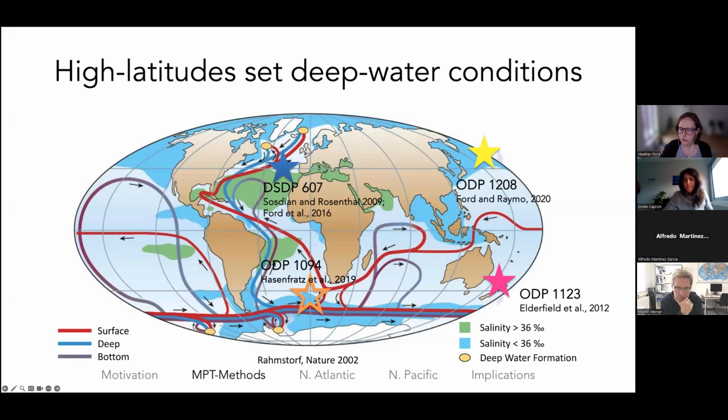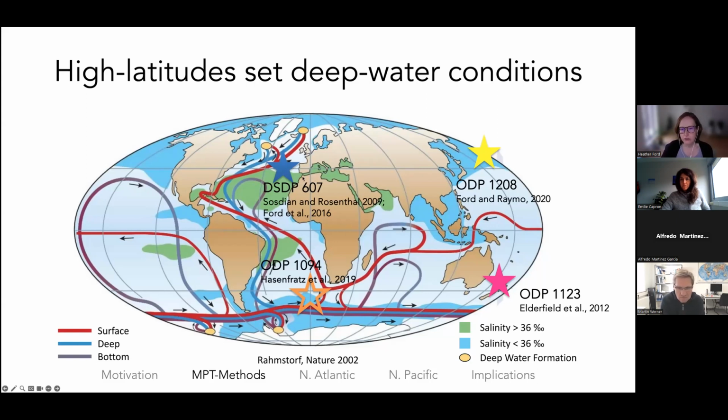And then there's a record by Harry Elderfield et al. in the Southern Pacific at ODP 1123. And then there's a record that Maureen and I did from the North Pacific, ODP 1208. And then I'm sure Alfredo will be talking about this, but there is a record that's available from ODP 1094. But the reason I'm not going to be talking about it in the rest of the talk is that it's not as continuous of a record as I want for the further analyses that I do.